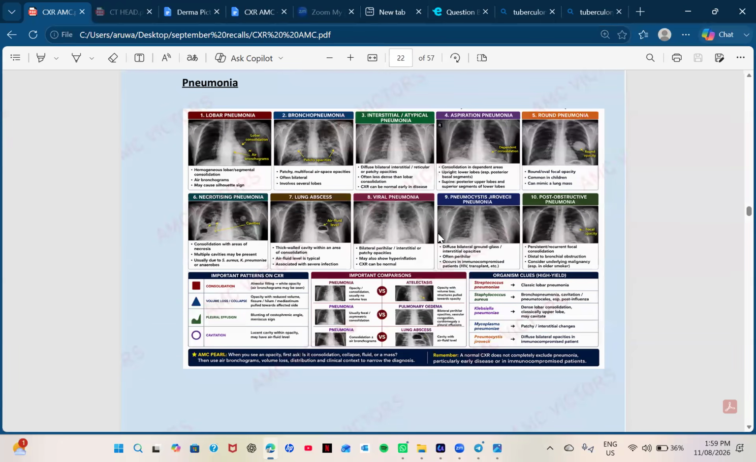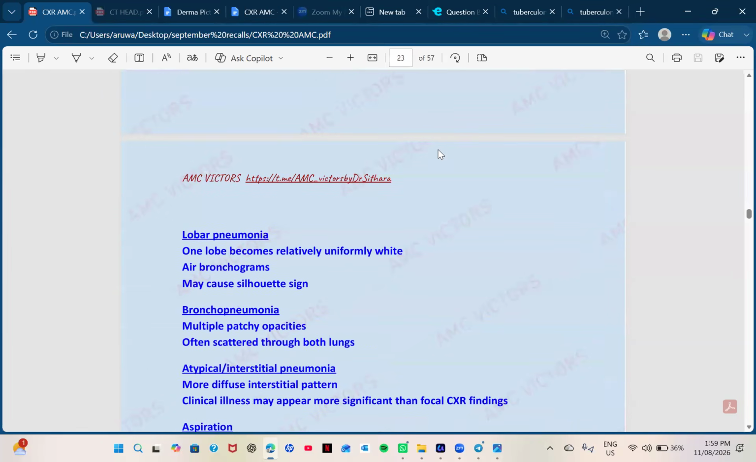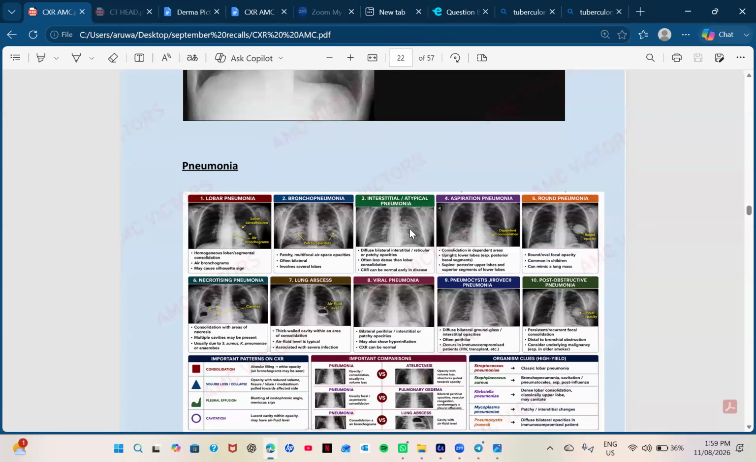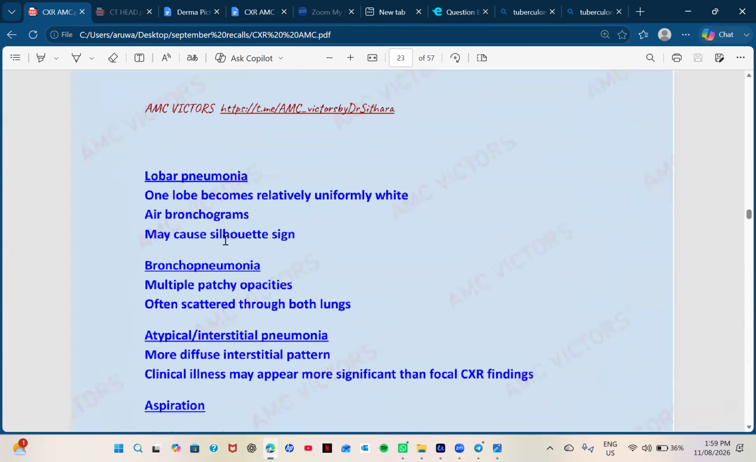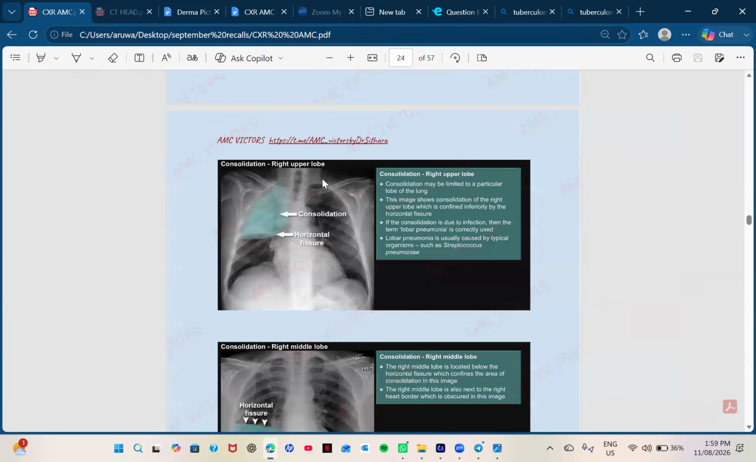Okay, so pneumonia. What do you know about pneumonia? We have lobar pneumonia, bronchopneumonia, interstitial pneumonia or atypical pneumonia, right? We have aspiration pneumonia, right? So those are the main types of pneumonia, mainly the lobar pneumonia. How does the lobar pneumonia present? In lobar pneumonia, one lobe becomes relatively uniformly white, a white opacity, right? Okay, I'll show the example.